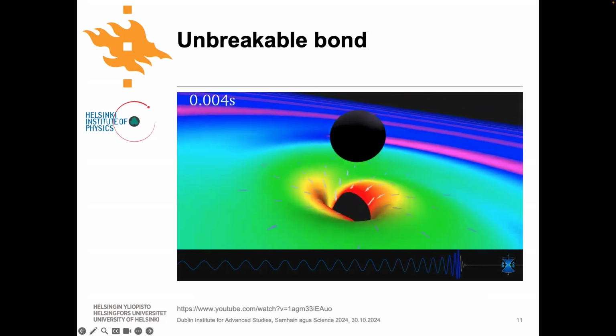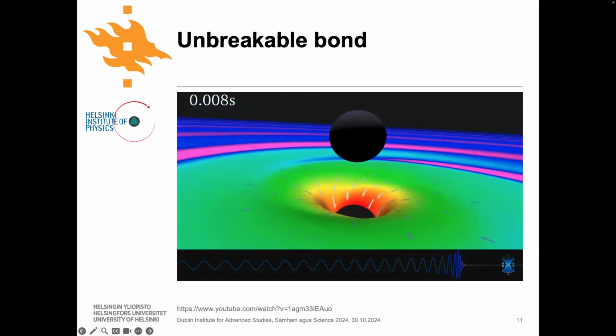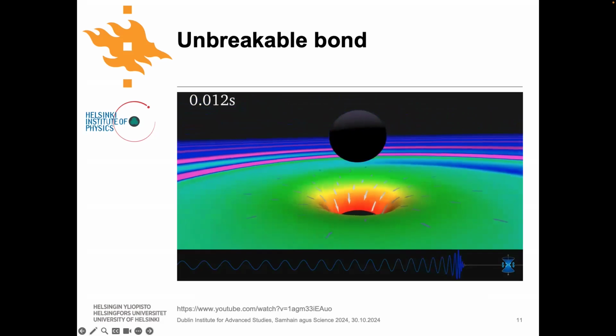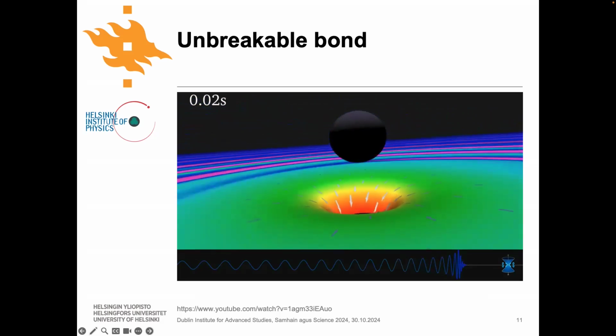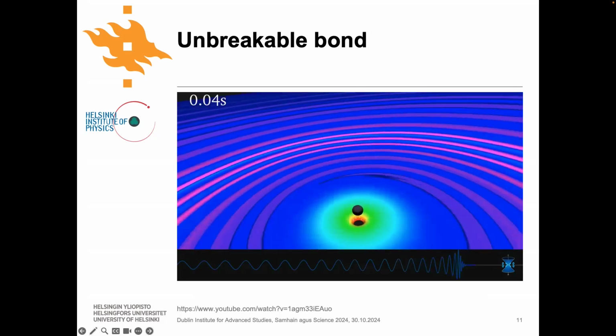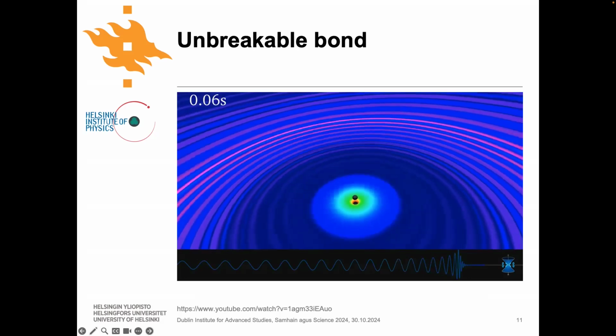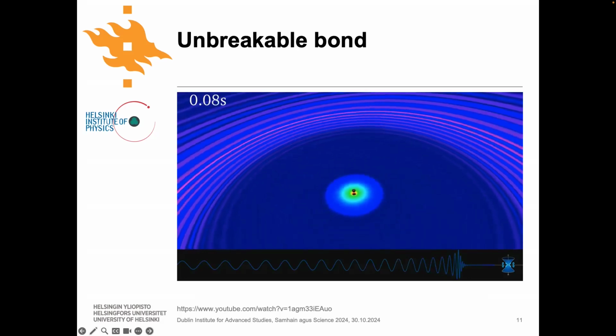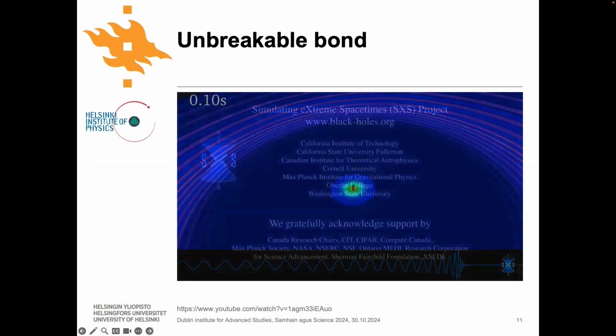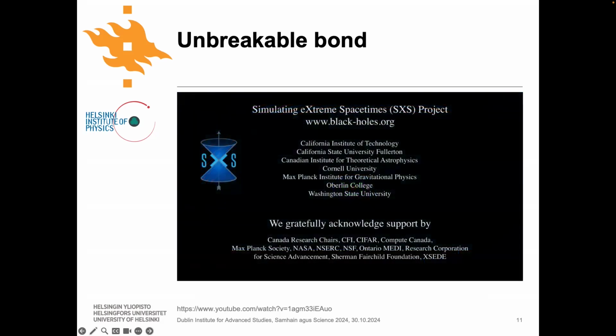So then the black hole undergoes this ring down, and then quickly, in a 100th of a second or so, settles to this final solution called the Schwarzschild solution that he discovered in December 1915. And these are simulations by the Simulating Extreme Spacetimes Project, SXS. They have a number of videos of these black hole collisions on YouTube, if you want to have a look.